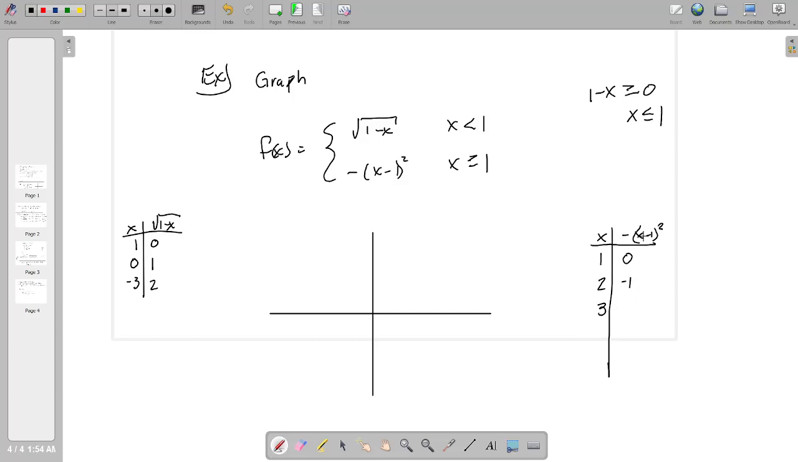If I plug in 3, I get 3 minus 1 is 2, 2 squared is 4, so we get a negative 4 because of the negative out front here.